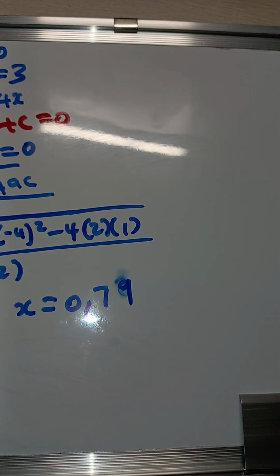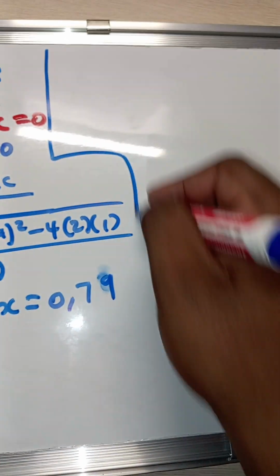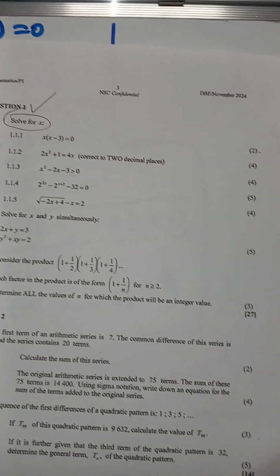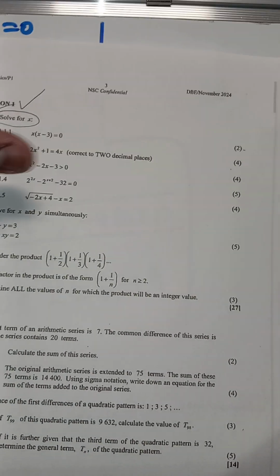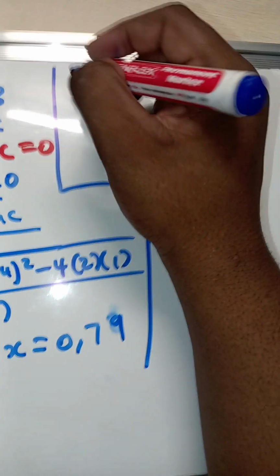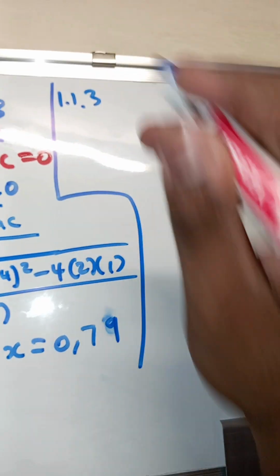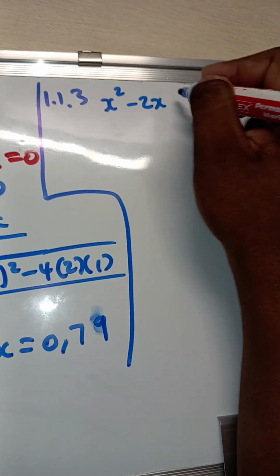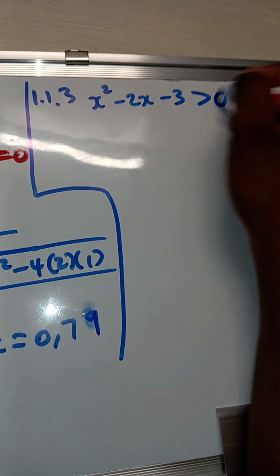Okay, so now let's go through another question, the third one. Now they're telling me that I must do what? The inequality x squared minus 2x minus 3 greater than 0. Be careful, guys. This is 1.1.3. Now we have x squared minus 2x minus 3 greater than 0.